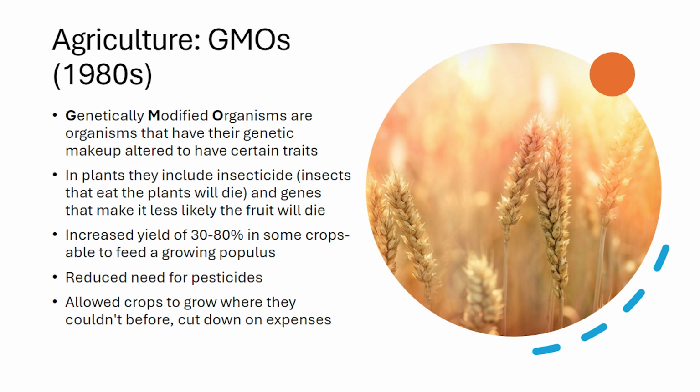Increased yield of 30 to 80% in some crops is able to feed a growing populace of people and make it safe. Reduced needs for pesticides, which are more harmful than GMOs, and it allows crops to grow where they couldn't before and cuts down on expenses. So it allows crops that usually aren't in that environment to be able to grow in that one.